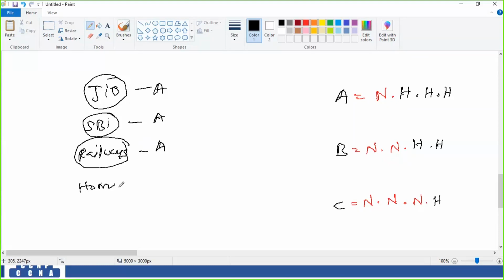Like if it is a home network, hardly how many devices do you have at home? 1 or 2. Hardly 5 to 10 devices, because nowadays you're using smart devices, right? Smart TVs and everything. So consider 5 to 10 devices. Since it is 5 to 10 devices, then which class? Class C.